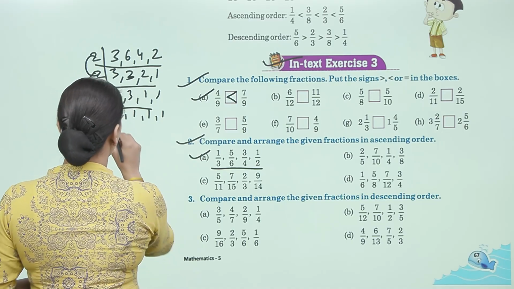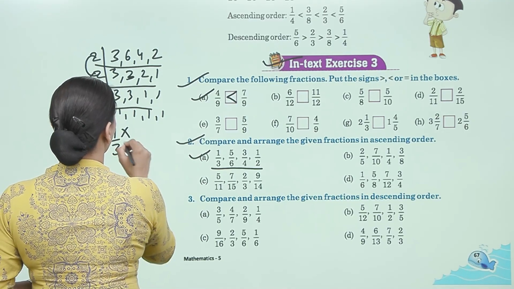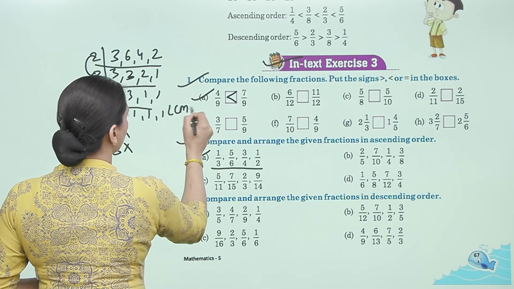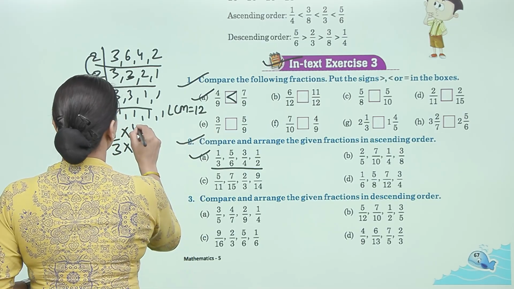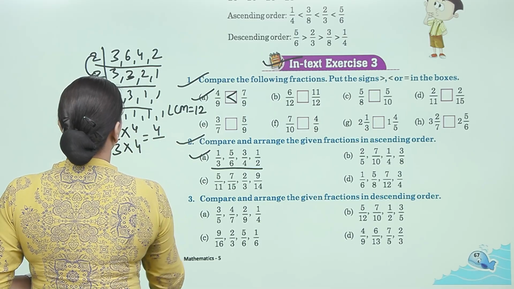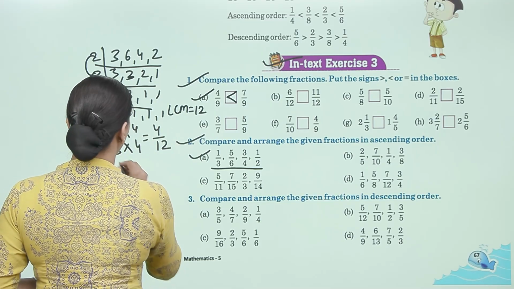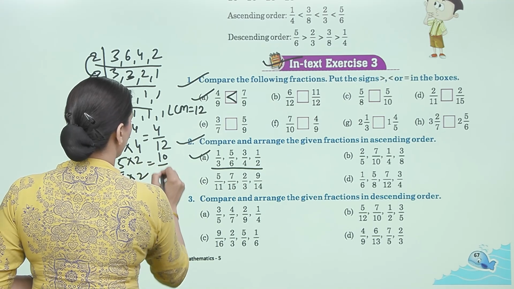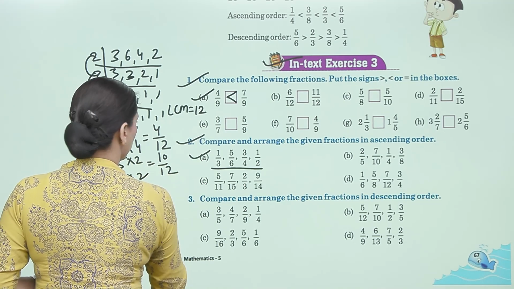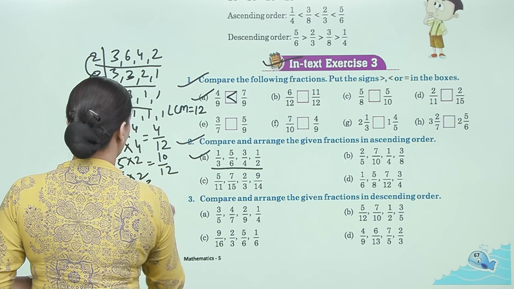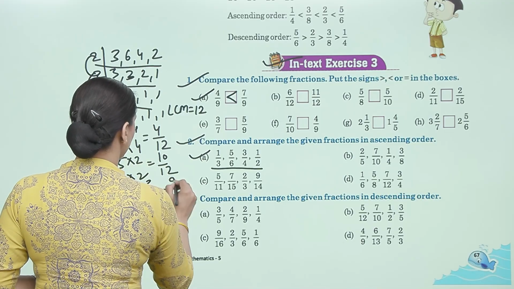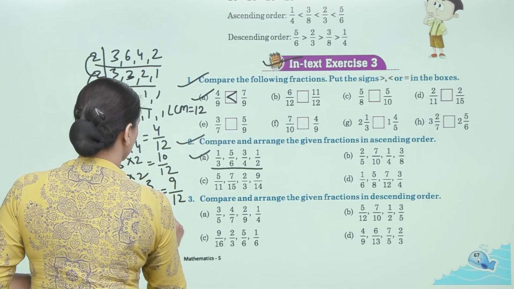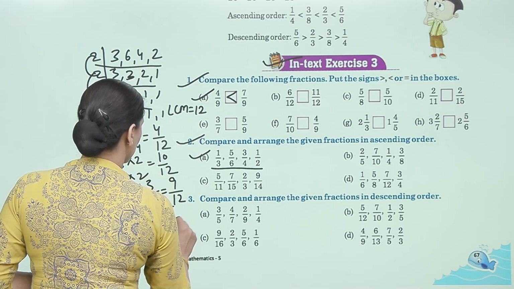Now convert 1 by 3 into 12. Denominator हमें कितना बनाना है? 12. LCM हमारा कितना आ गया? 12. So multiply by 4. 4 1s are 4, 4 3s are 12. Now 5 by 6 is multiplied by 2, 10 by 12. Now 3 by 4 is multiplied by 3. 3 3s are 9, 4 3s are 12, and 1 by 2 is multiplied by 6. 6 1s are 6, 6 2s are 12.